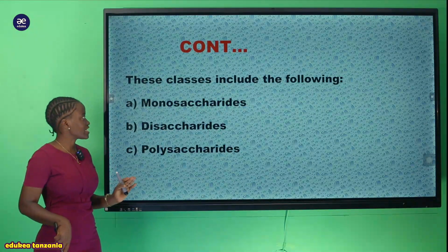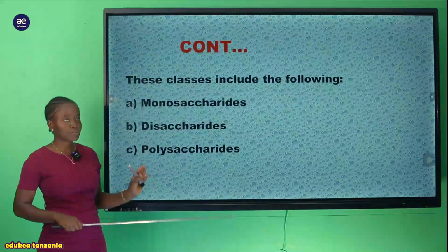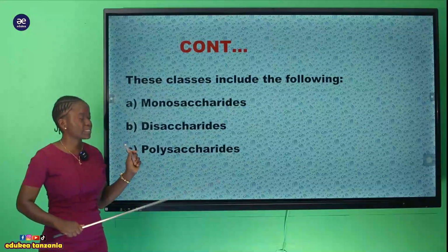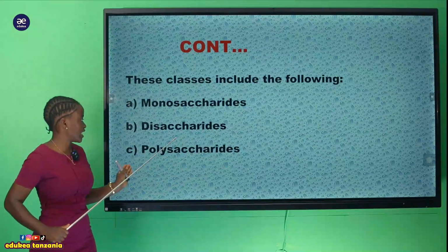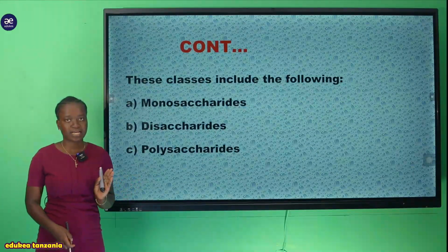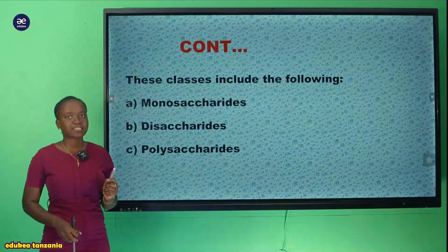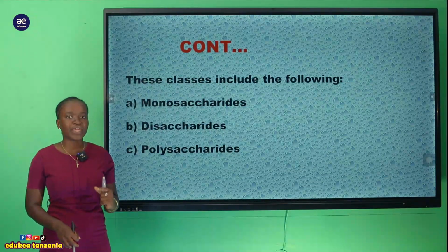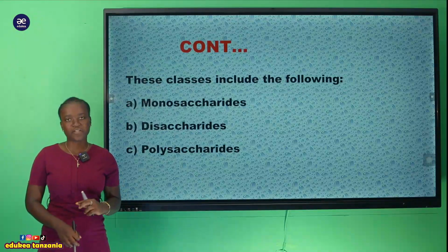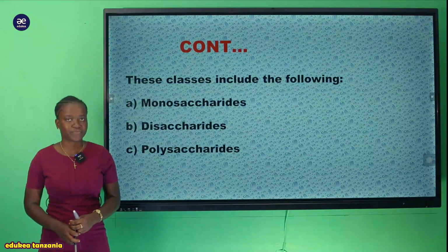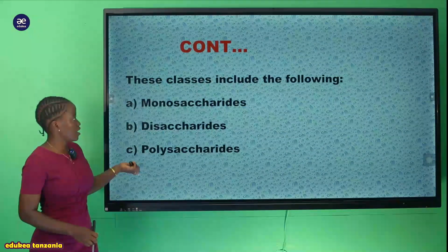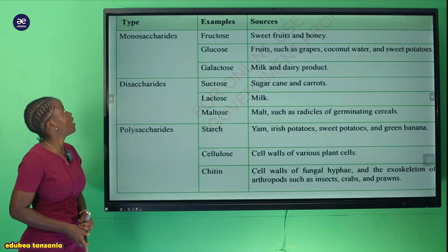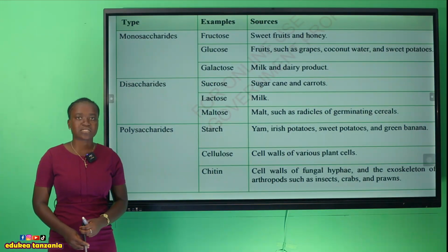And the first class of carbohydrate here is the monosaccharide. The second class is known as disaccharide, but the last is the polysaccharide. So we're going to discuss one after another, and we're going to see the example of each class which is found within the carbohydrate. And now let's see this diagram or this picture which shows the classes of carbohydrates.